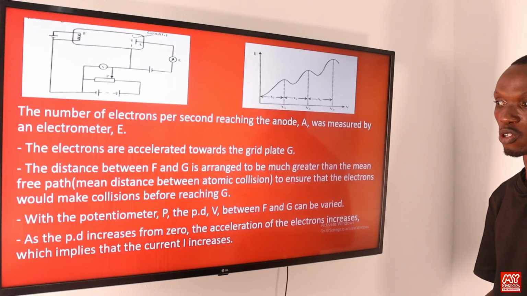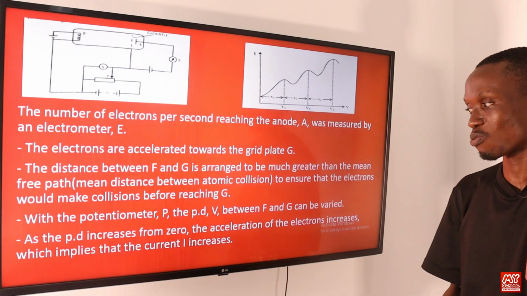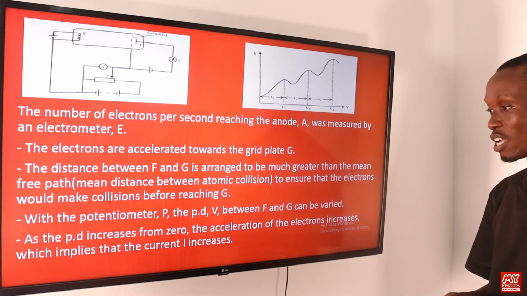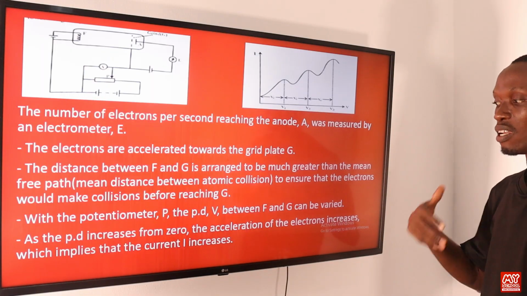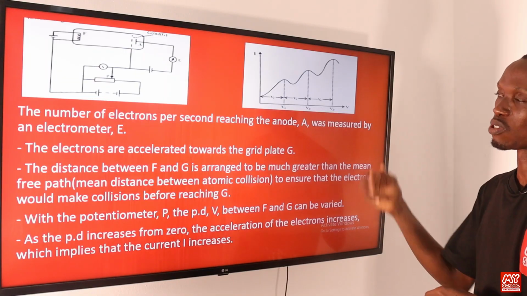The reason for that is to ensure that the electrons will collide before they get to the ground plate. Now, with the potentiometer P, which is this, the potential difference V between F and G can be varied. As the potential difference increases from 0, the acceleration of the electrons increases, which implies that the current I increases too. Let's move to the next slide.